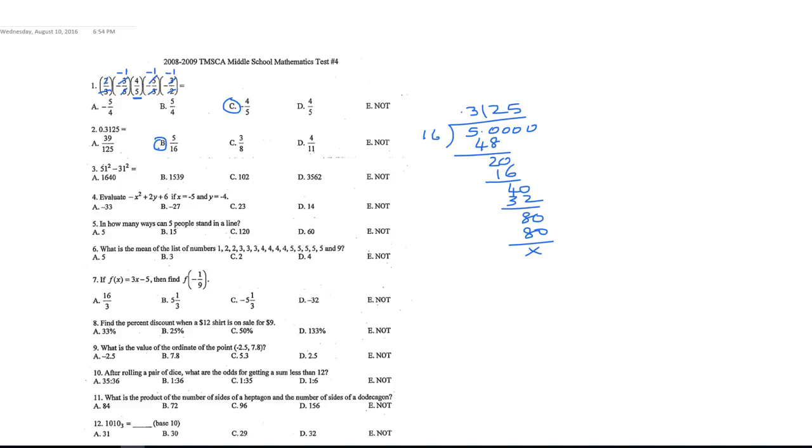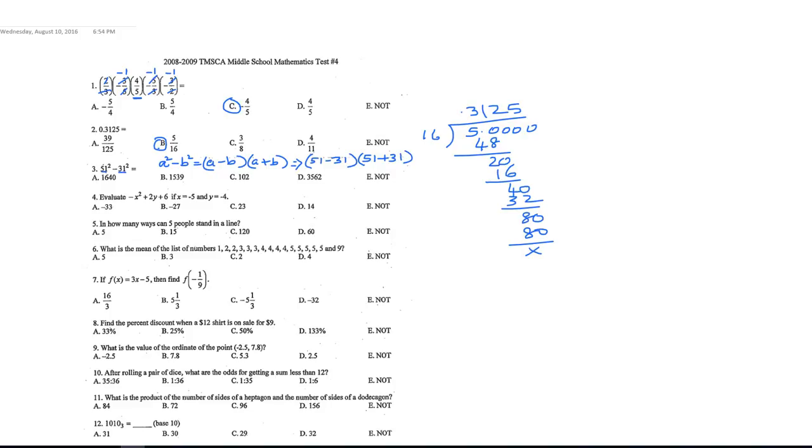Question 3, 51 square minus 31 square. One easy way to do this is to use the formula a square minus b square is equal to a minus b times a plus b. So clearly, in this case, a is equal to 51 and b is equal to 31. So we can write this as 51 minus 31 multiplied by 51 plus 31.